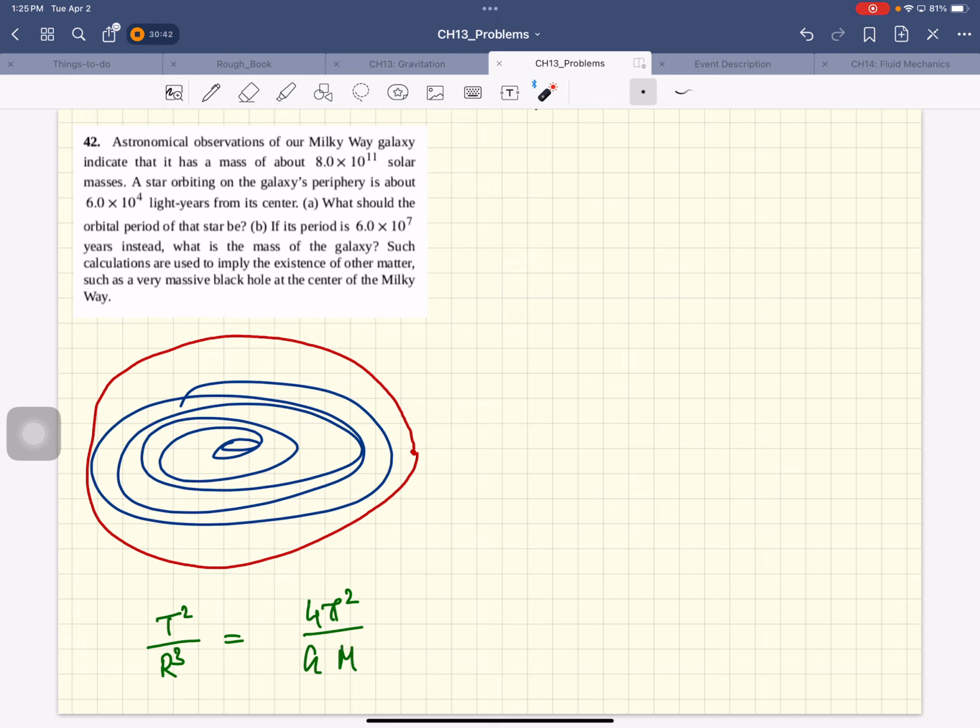Okay? So the mass inside is 4 pi squared r cubed over G t squared. For a star orbiting, what should the orbital period of the star be? We'll calculate the orbital period. That's what we want to calculate.